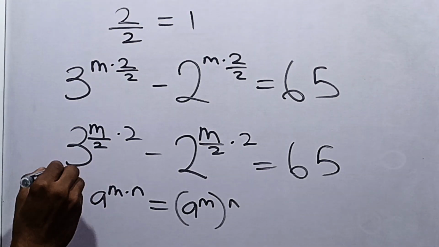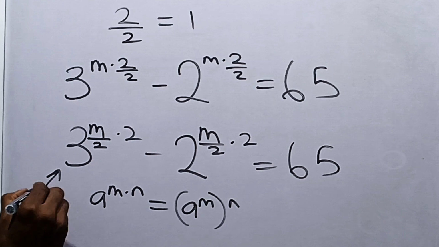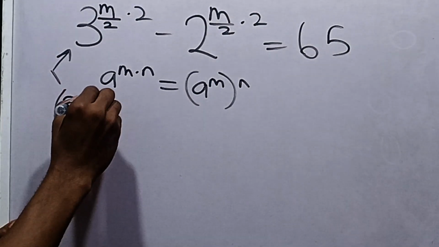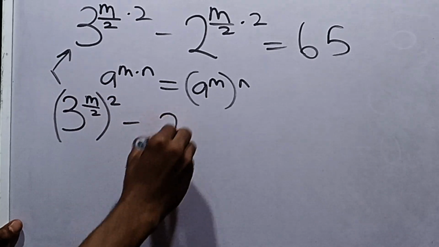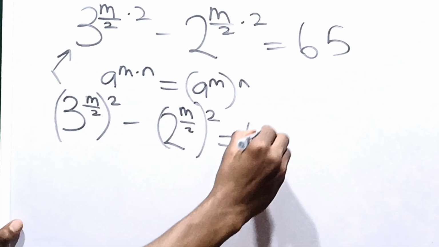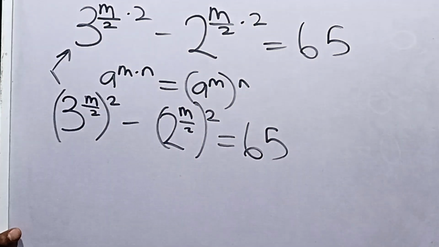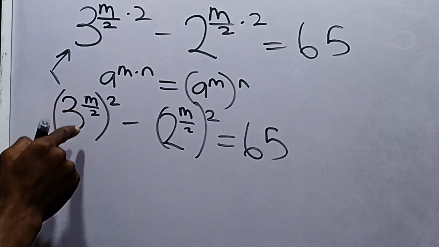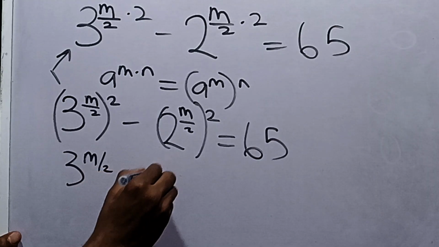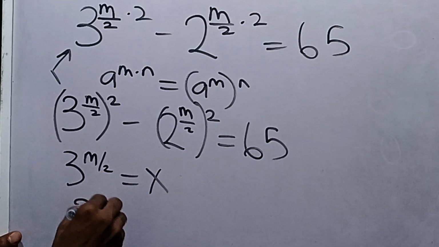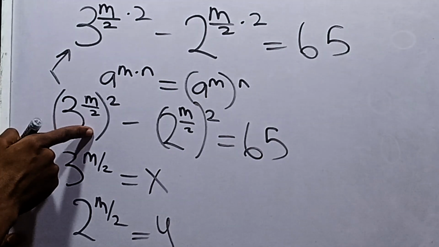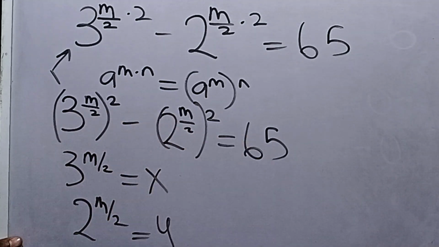Applying this law here, we would have 3 to the power of m over 2, raised to the power of 2, minus 2 to the power of m over 2, raised to the power of 2, is equal to 65. Here, let's call 3 raised to the power m over 2 equal to x, and 2 raised to the power of m over 2 equal to y. So we'll replace this for x and this for y in this equation.